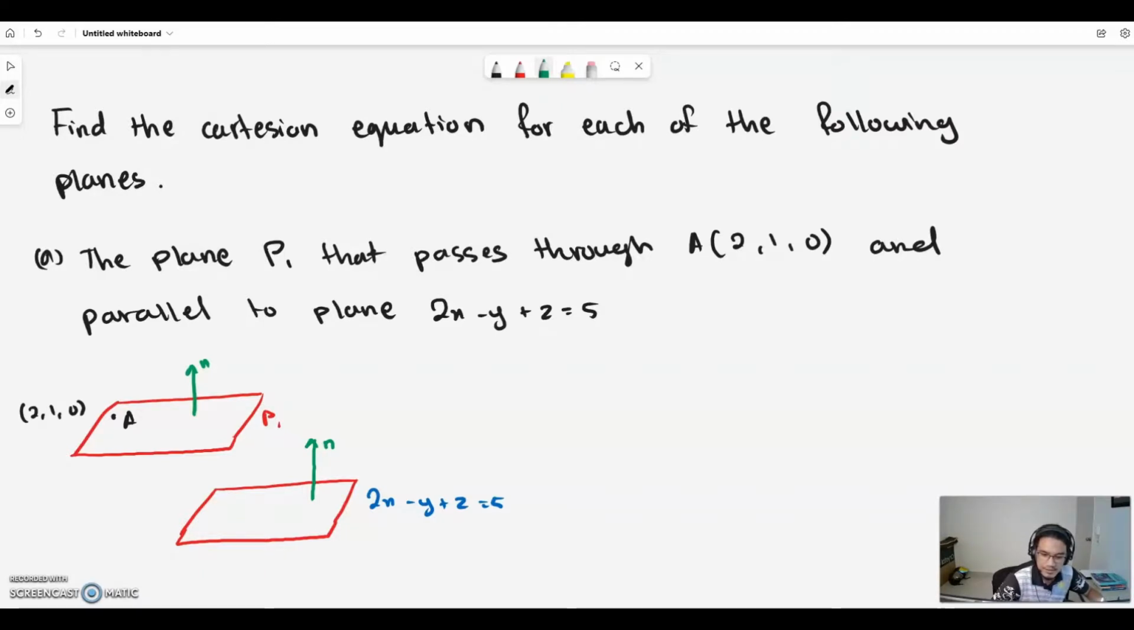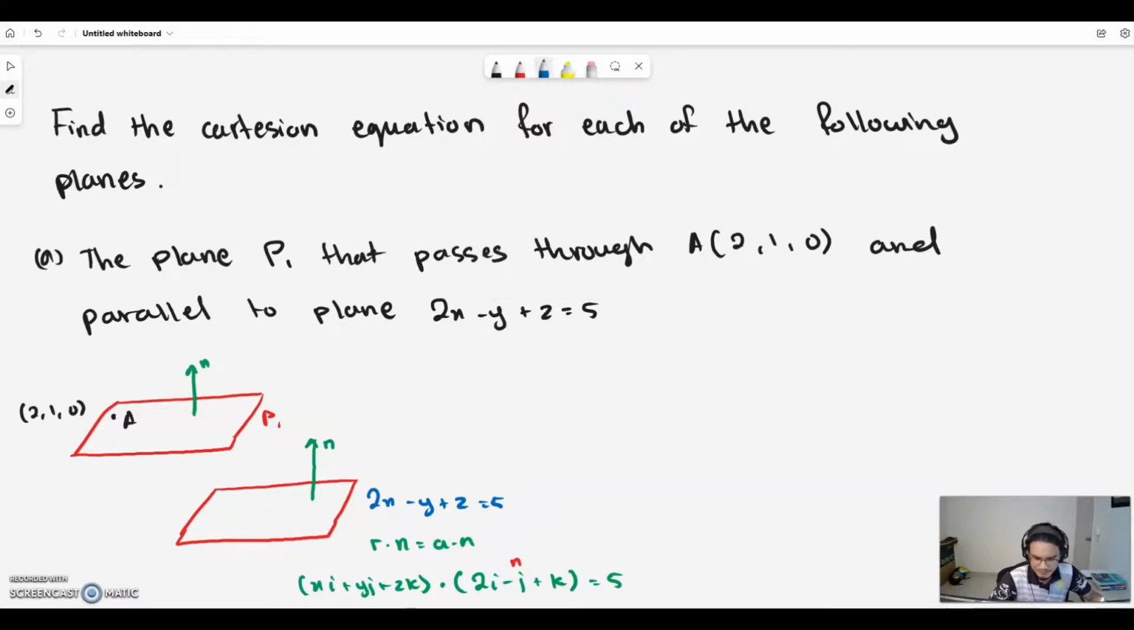Since this is the equation, we know the left side of the equation is r dot n equal to a dot n. The right side has already been calculated as equal to 5, so we just let it be equal to 5. We just separate the left side of the equation where xi plus yj plus zk is the equation of vector r. And then the vector n must be 2i minus j plus k. So this is what we are looking for, the vector n.